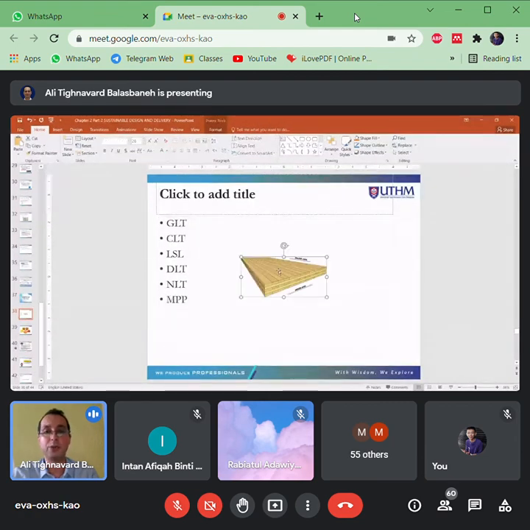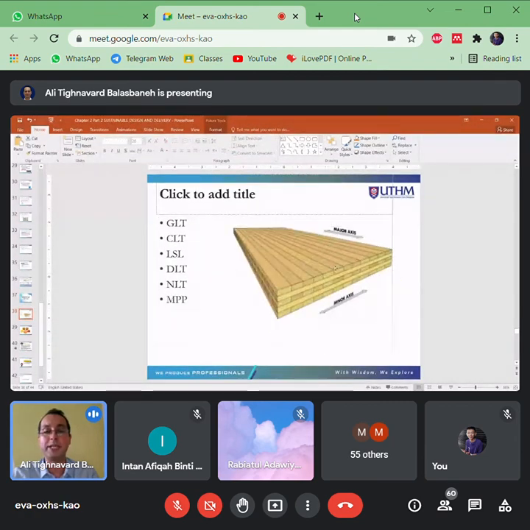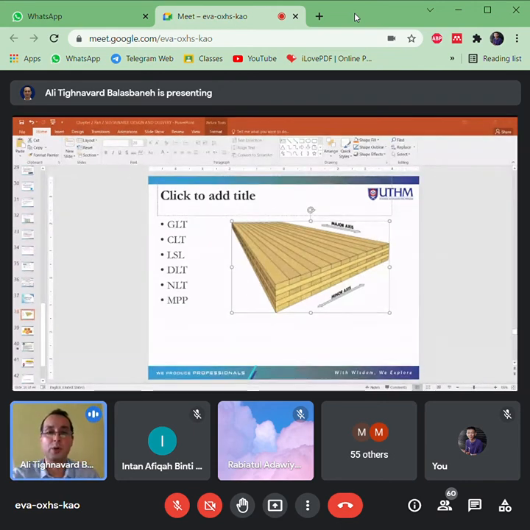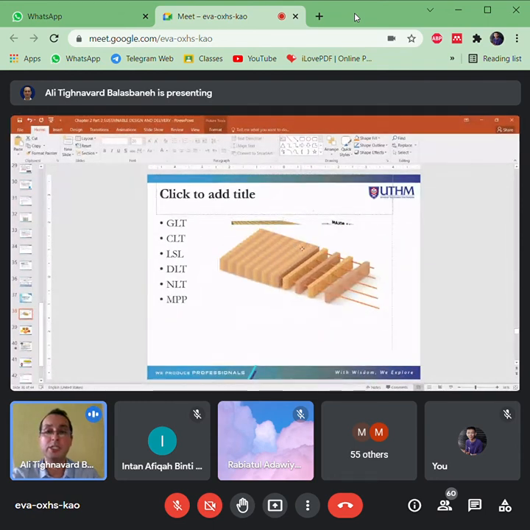For example, take a look here. This one they call glue laminated timber. This can be used as a wall or as a roof or as a floor. You see, there are so many small pieces of wood attached with each other with glue. Now, when we talk about wood, we don't just think about traditional wood, but also engineering wood as well. Or let me show you another one. Might be very interesting for you.